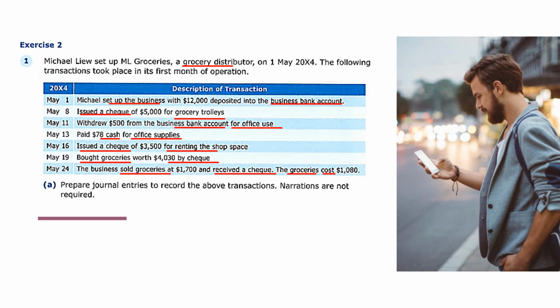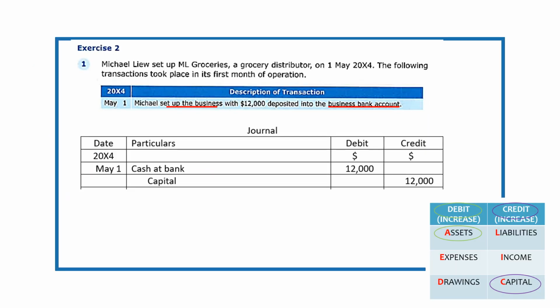The first step you could do is to underline the two key elements, minimally two in each transaction, and we're going to see how it relates to our journal entry. Let's have a look at the very first transaction on 1st May. Michael set up the business with $12,000 deposited into the business bank account. The two keywords here would be set up the business and the business bank account.